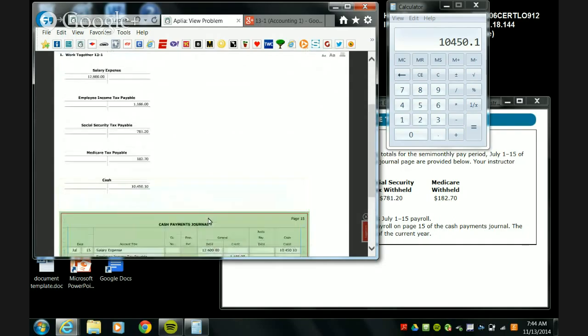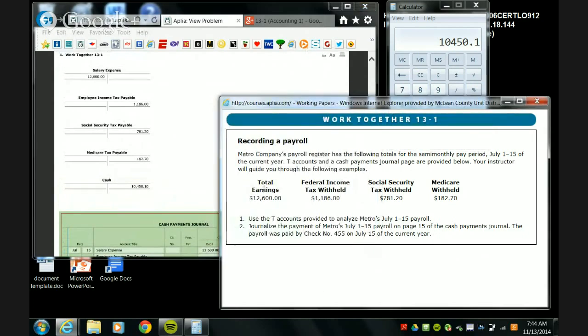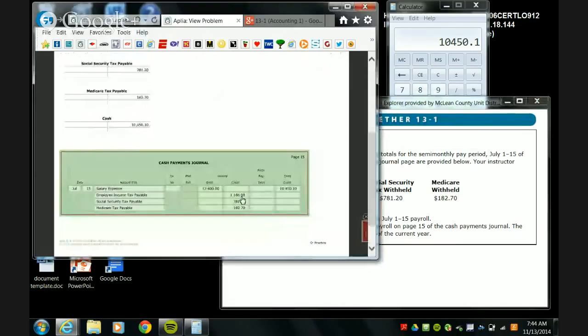Put in your salary expense, which is your total earnings. Put in your individual tax payables. Subtract your tax payables from your salary expense to get the amount that is the cash credit.